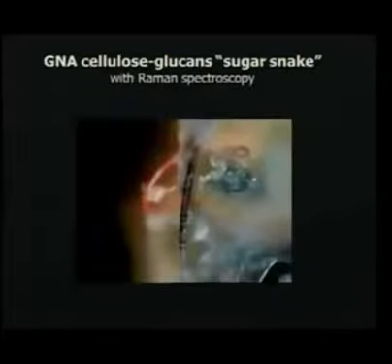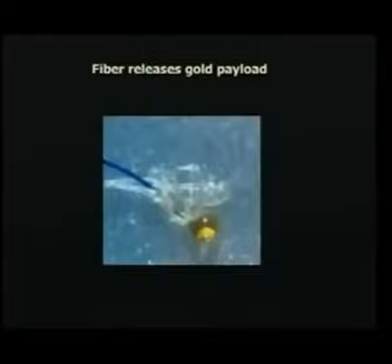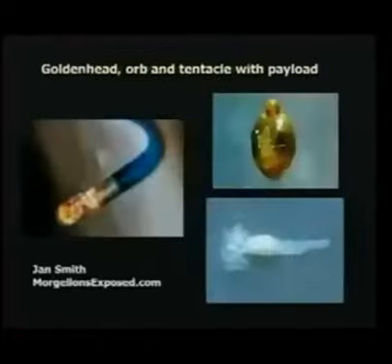And here you see it under what's called a Raman spectroscope, very sophisticated equipment. The microscopist who looked at this called it a sugar snake. So this is the GNA that you're looking at. When Jan's fibers were put to a high heat flame, they released what she calls a gold payload. So they dropped out this tiny little bead of gold. And here's more. The fibers that contain a head, she calls it a golden head, orbs, and they all have this payload in them.